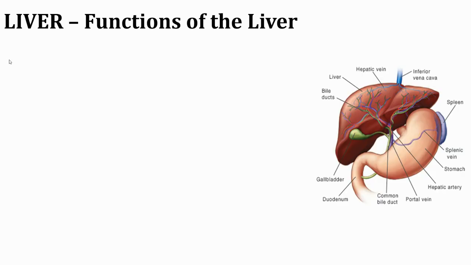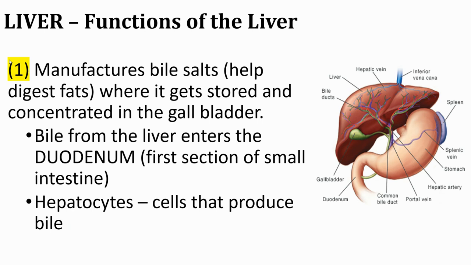So what are the functions of the liver? Let's talk about the liver first. It's got a lot of functions. The first one is it manufactures bile salts. Keep in mind, it does manufacture bile, and then it sends it to the gallbladder for storage, right? And the gallbladder, we'll talk about that in a second. Not only does it store the bile, it actually concentrates the bile there too. What's made in the liver is kind of dilute bile in comparison to what you're getting from the gallbladder.